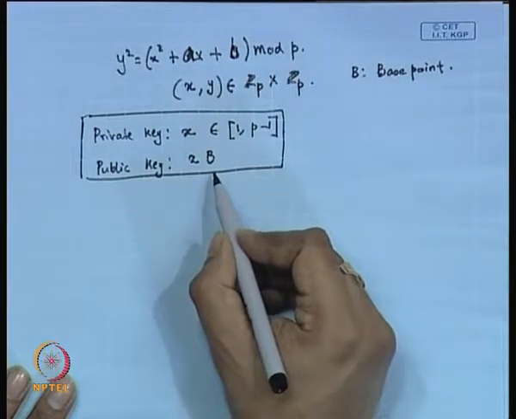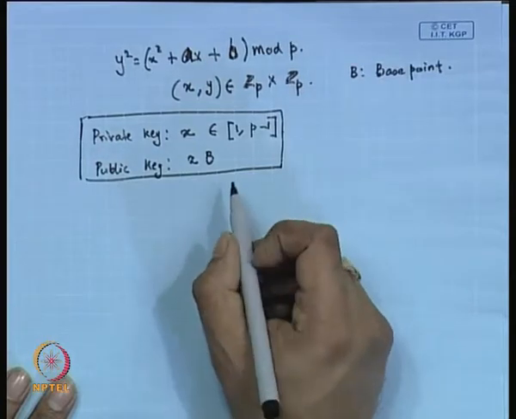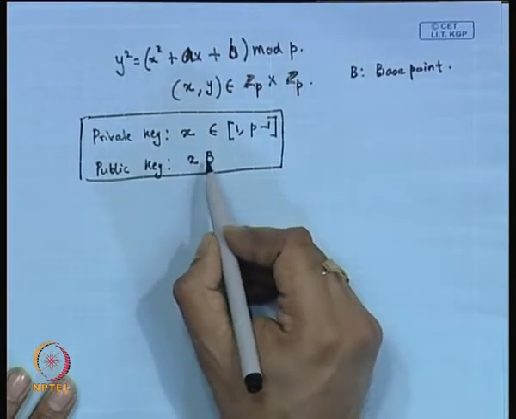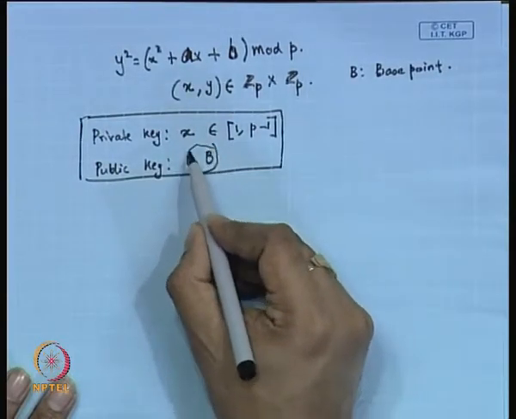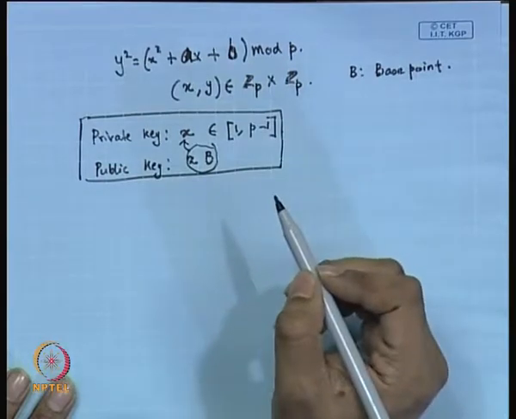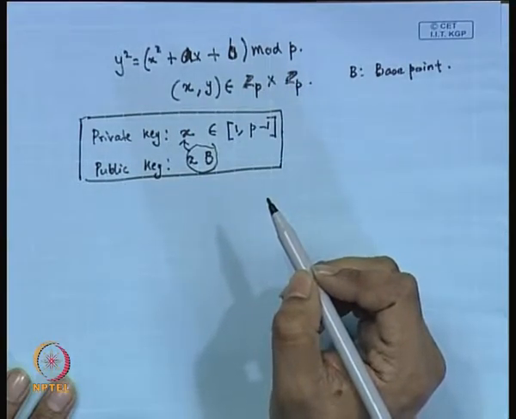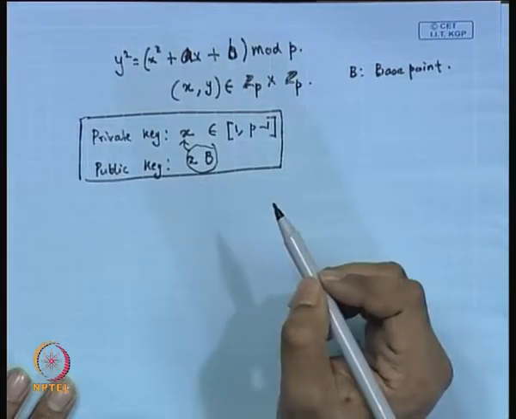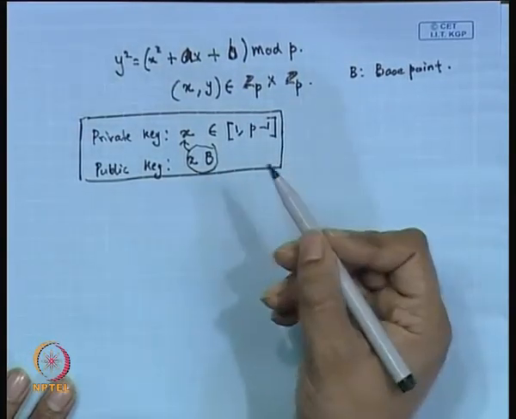So, therefore, everybody knows this x into b. Whenever you are using it for cryptography, it is obvious that one should not be able to know this private key. So it becomes immediate that from this x b it should be difficult to get knowledge of x. That is a basic assumption. So, how do you get x into b? That is by adding b x times.